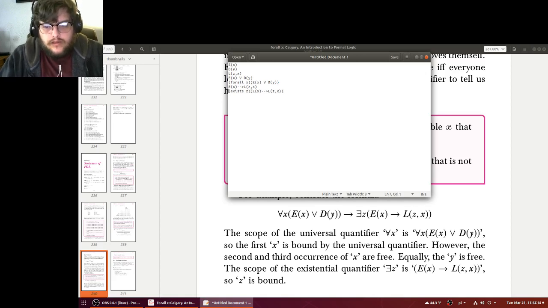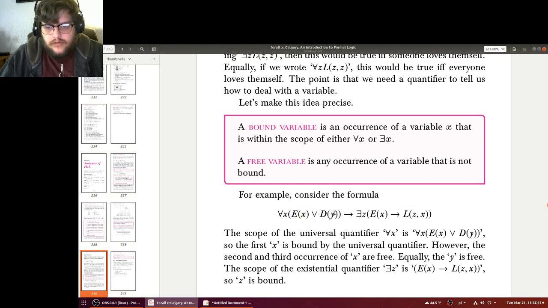So what they're now doing is saying this implies is actually the main logical operator, because they're taking this formula implies this formula. Well, that means this is the main logical operator. It means that for this for all, its scope only goes this far. This exists, its scope only goes this far. So this x is bound, this y is free. This z is clearly bound, right? It's in the scope of this exists. But the curious thing here is that these x's are free variables.